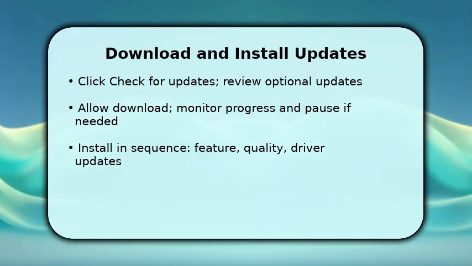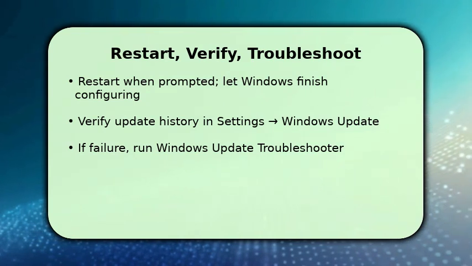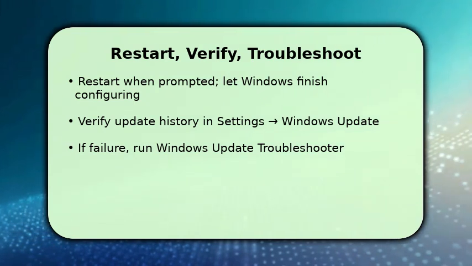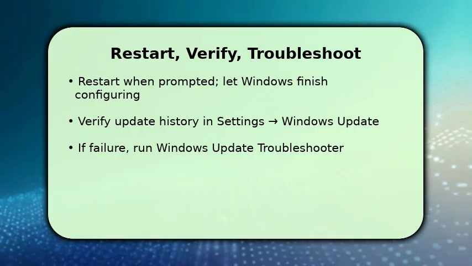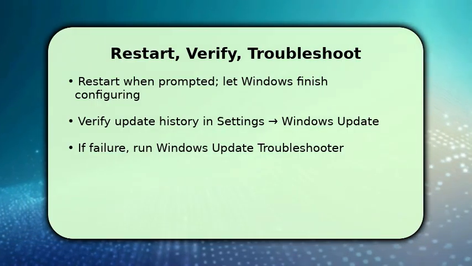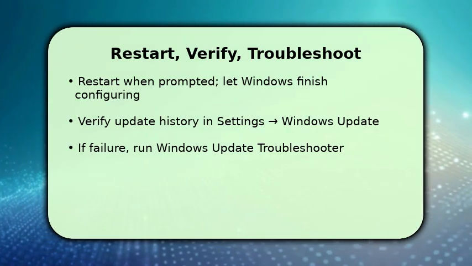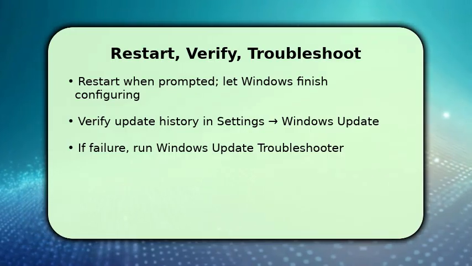You finish by restarting when prompted so Windows can apply changes. Let the system configure without interruption. Once back, check Settings, then Windows Update, then View Update History to confirm successful installs and note any failed entries. If something failed, make sure you have enough disk space and run the Windows Update Troubleshooter.